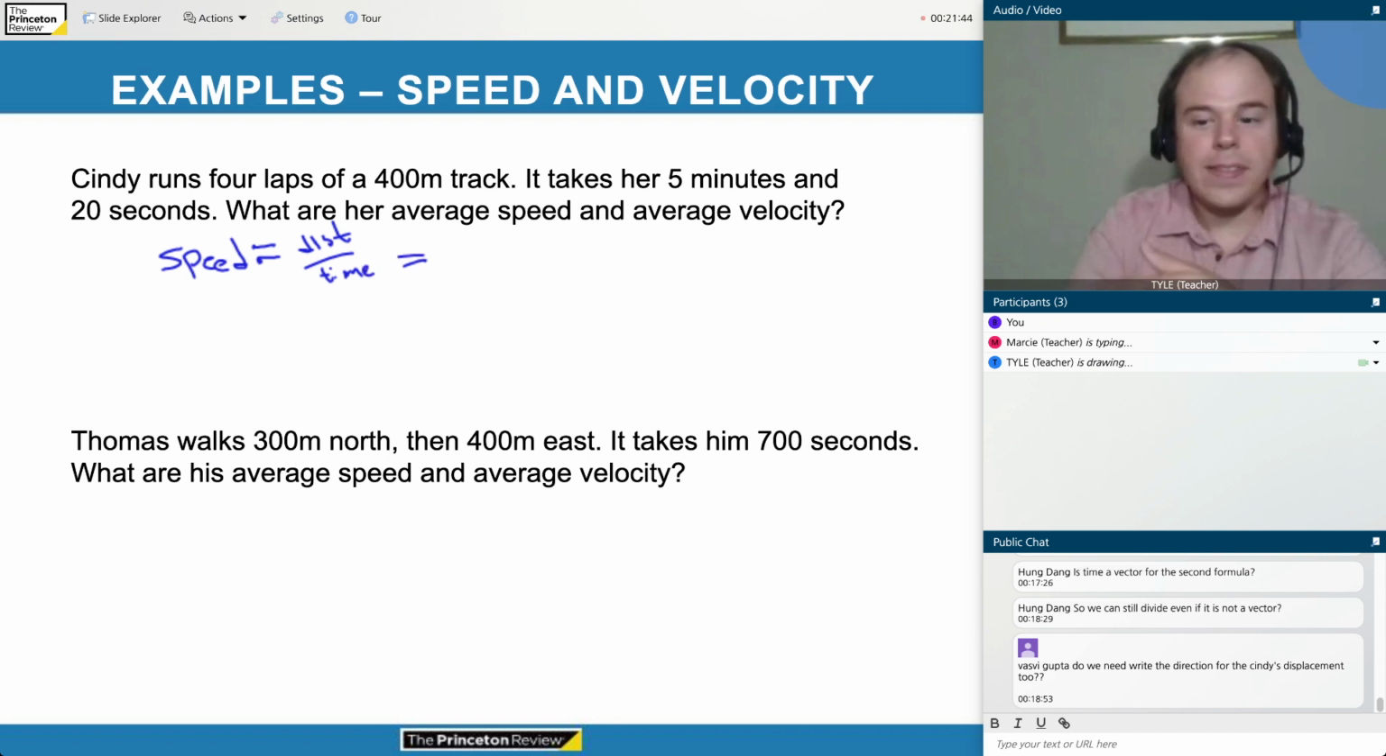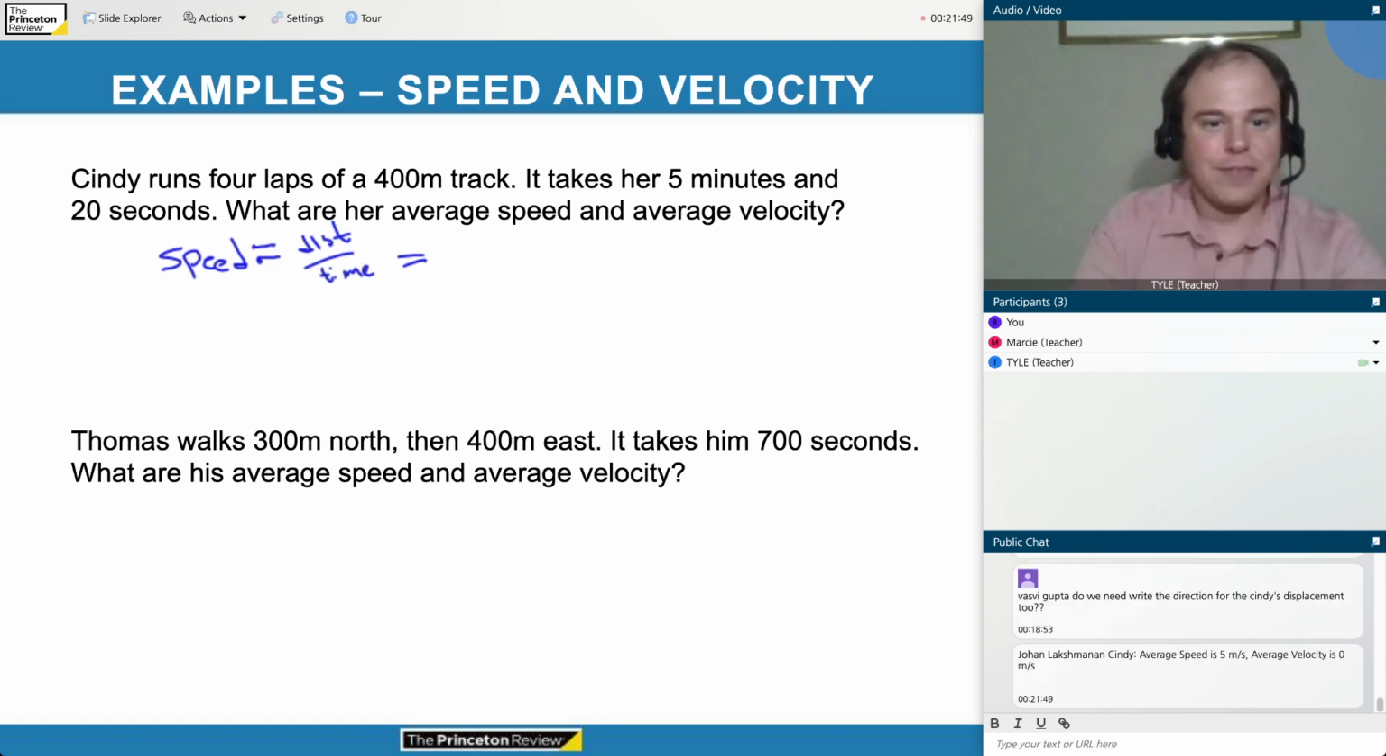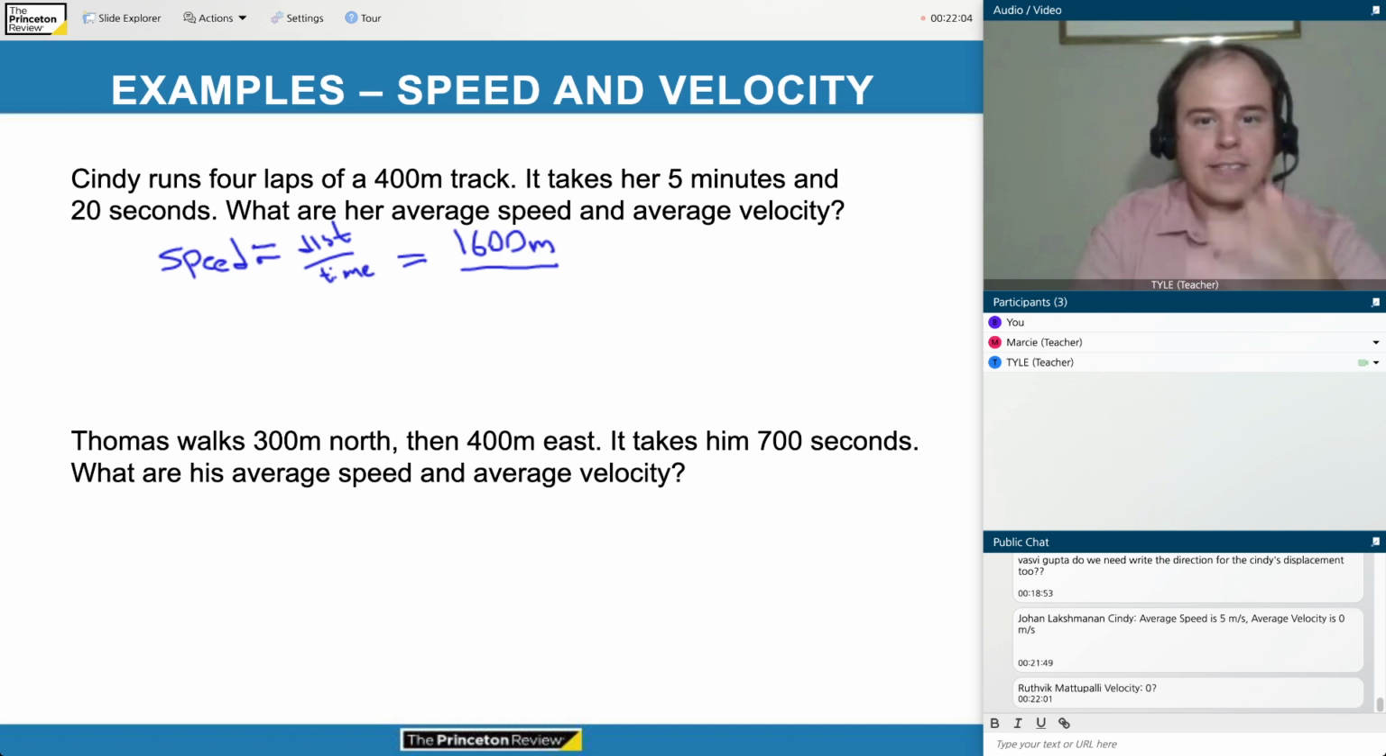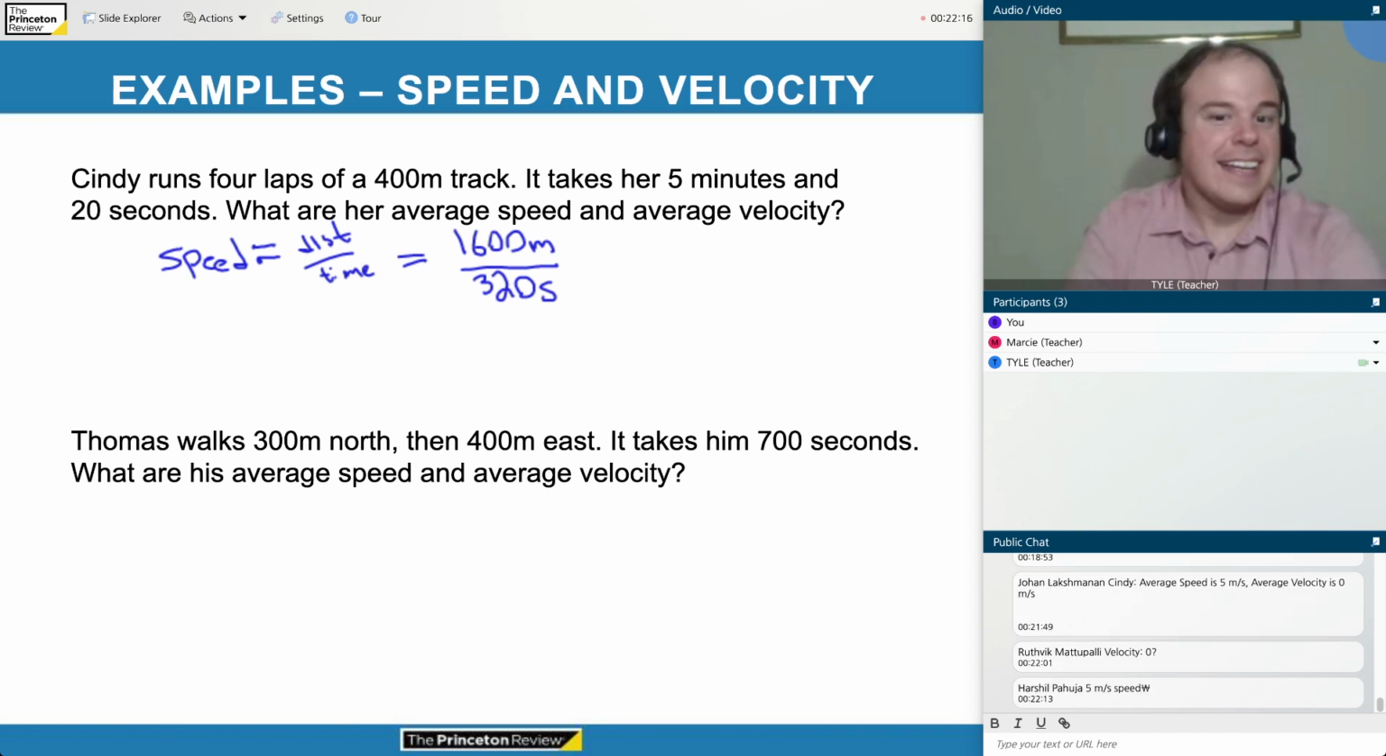And we know that the distance that Cindy covered is 1,600 meters, since she did 4 laps. All right, so 1,600 meters. And then 5 minutes and 20 seconds. Well, I know there's 60 seconds in a minute. So 60 times 5 is 300. And then 20 seconds. So divided by 320 seconds that it takes her total to run the 1,600. All right. So 1,600 divided by 320. What does that come out to?